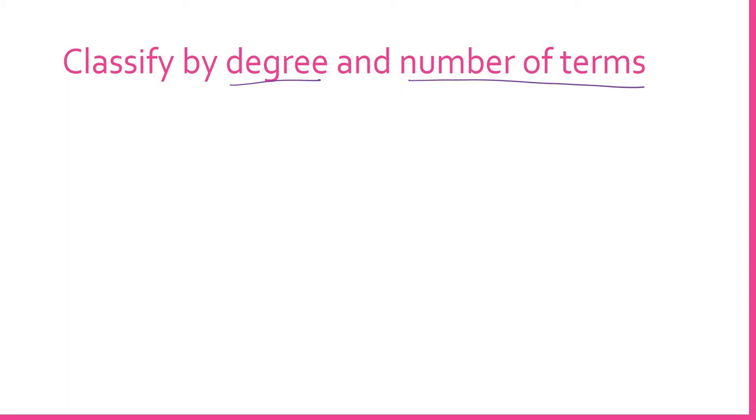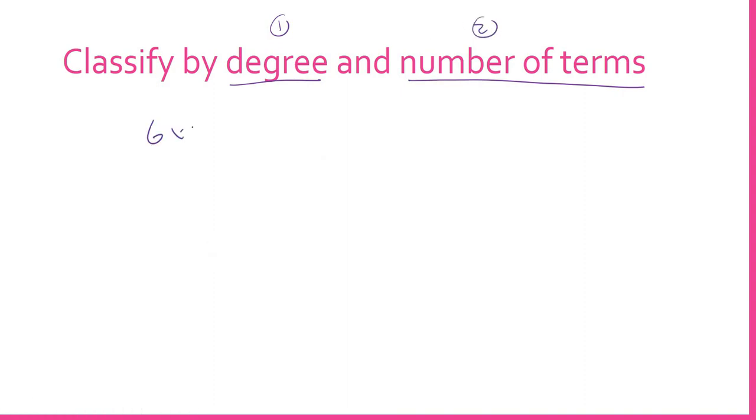If you found that there were 6 cars that were yellow and built by Toyota, you wouldn't say there are 6 Toyota yellows. You would say 6 yellow Toyotas. So we do the same thing here. We also say the degree first and the number of terms second.